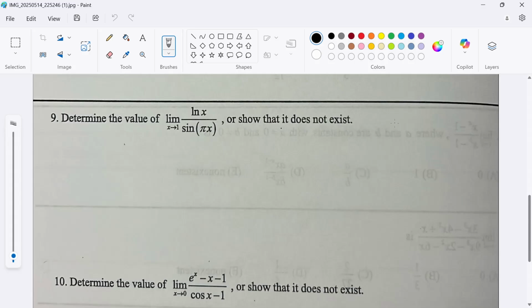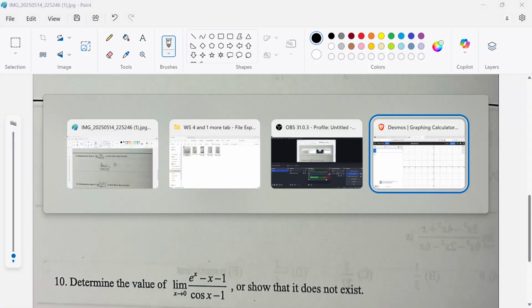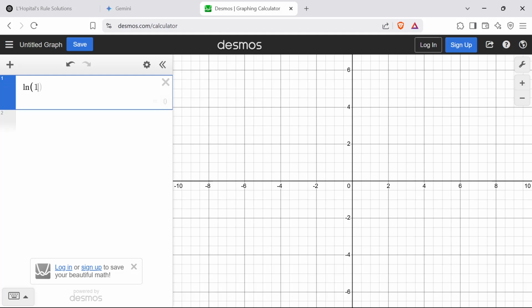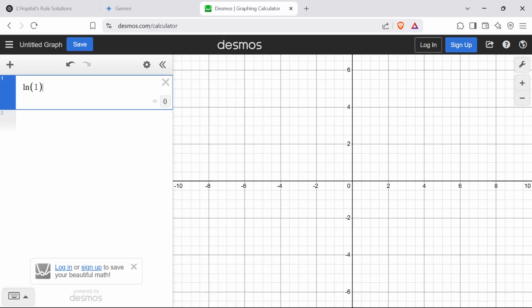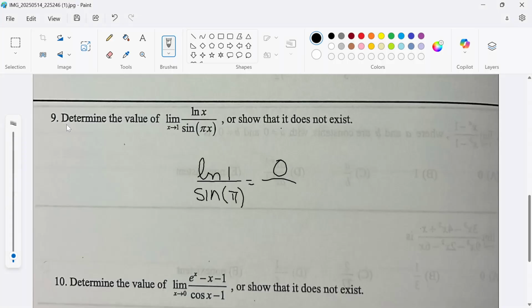All right, so let me try plugging in 1. This would be log of 1 divided by sine of 1 times pi, which is pi. Well, log of 1 is 0. I'll show you that on Desmos. Log of 1 is 0, and then sine of pi is also 0. You can look on your unit circle or use a calculator. Make sure you're in radians mode. Sine of pi is 0, so 0 over 0. Indeterminate form, let me try L'Hopital's rule.